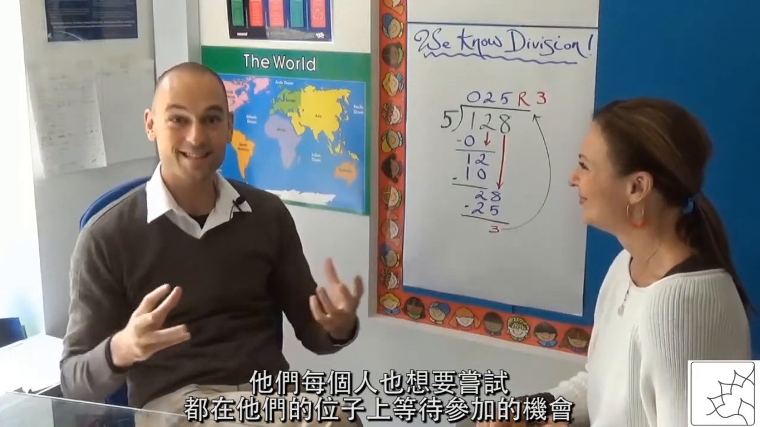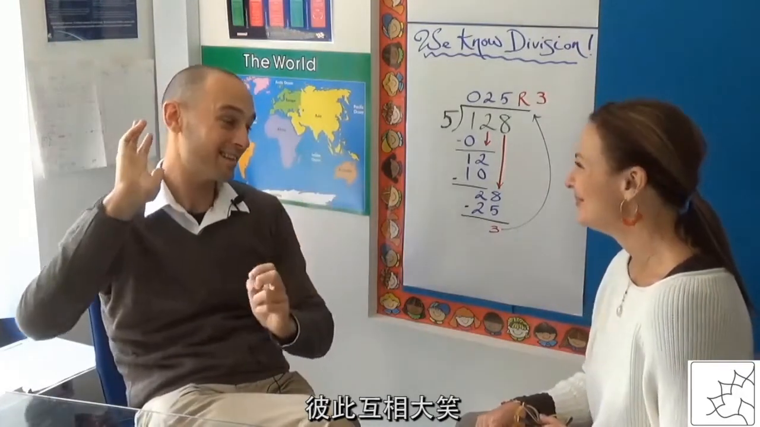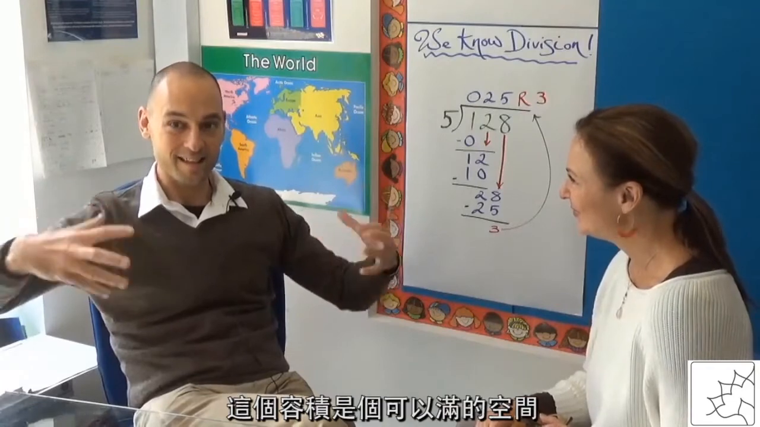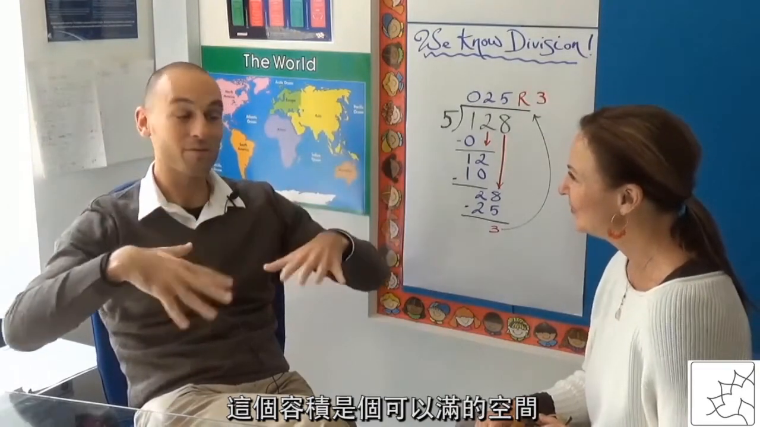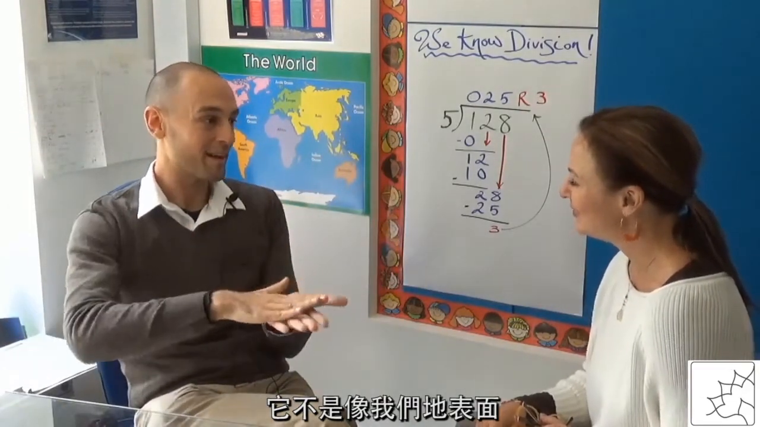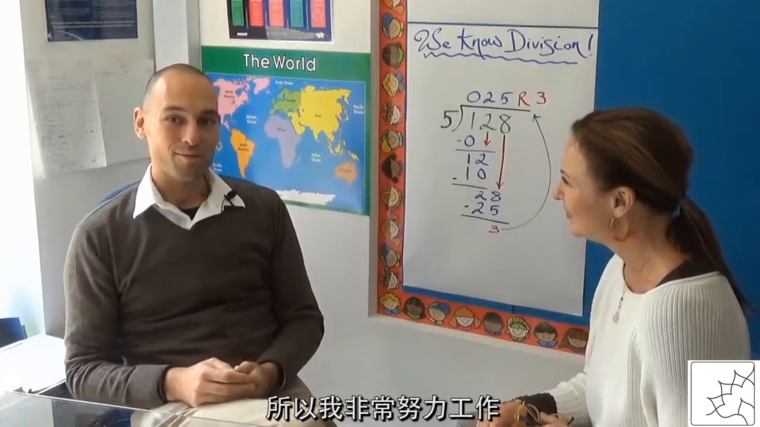They're all waiting on the edge of their seats trying to get involved. They're laughing at each other, and they're getting the idea that volume is the space that's being filled in, right? It's not something like our area surface. And so that worked really well.